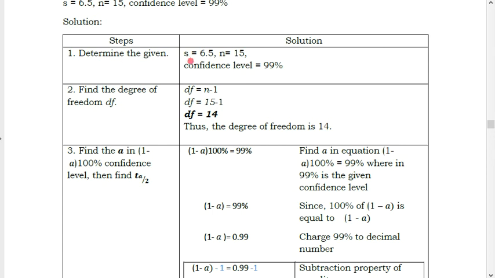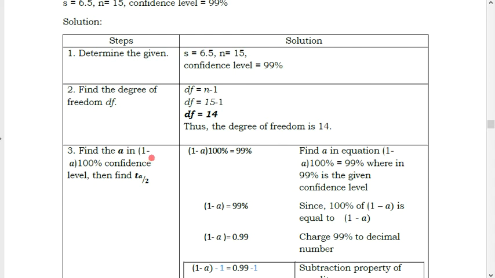Determine the given. So, yung sample standard deviation is 6.5. n is 15. Confidence level is 99%. Find the degrees of freedom. So, degrees of freedom is n minus 1. So, n is 15 minus 1, so we have 14. Okay? So, the degrees of freedom is 14.